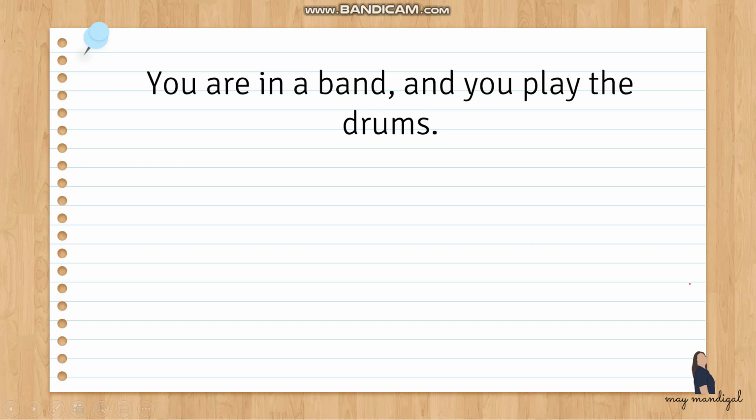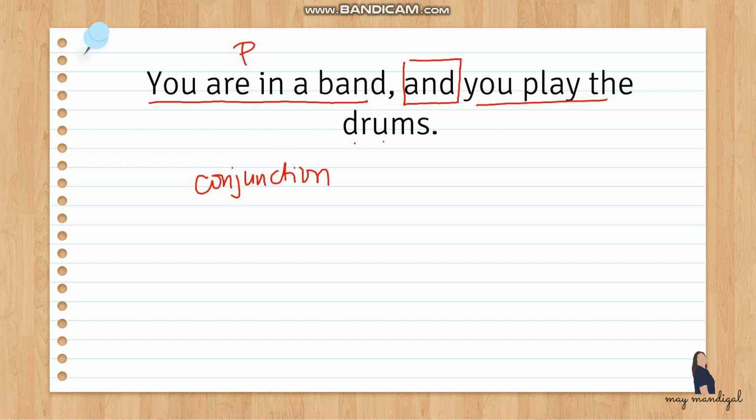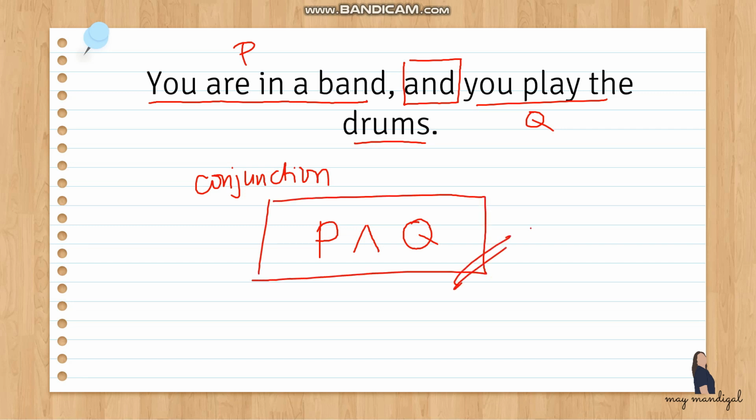Next, you are in a band and you play the drums. So in this one, the only connective that we see is and. So that means this one is for conjunction. And then let's write this into its propositional form. So let's assign letters for our simple propositions. You are in a band, so this one is P. And then you play the drums, so this one is our Q. So you are in a band, P, and so let's use the inverted V. You play the drums, so Q. So this is now the propositional form of our given statement.